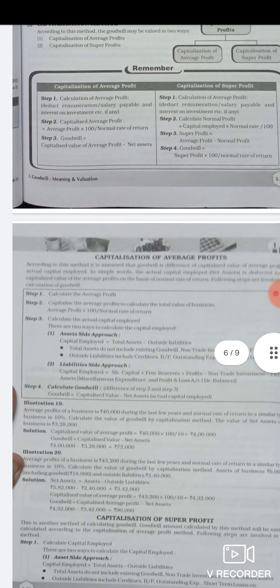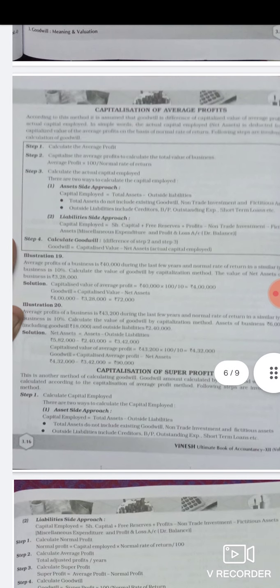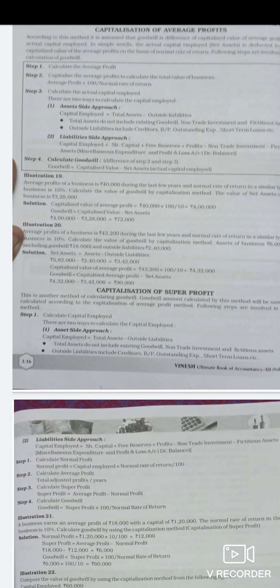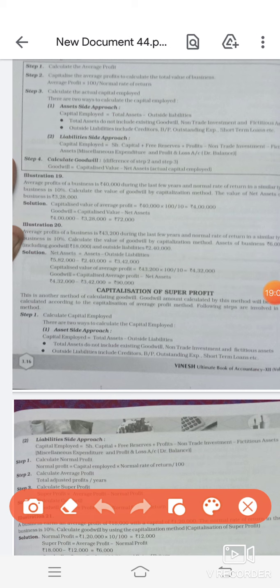See the first step. First we are going to calculate the average profit, and next is to capitalize the average profit to calculate the total value of the business, that is average profit into 100 divided by normal rate of return. Okay, first we have to find the average profit, and next capitalize the average profit, that is average profit into 100 divided by normal rate of return, and finding the capital employed.